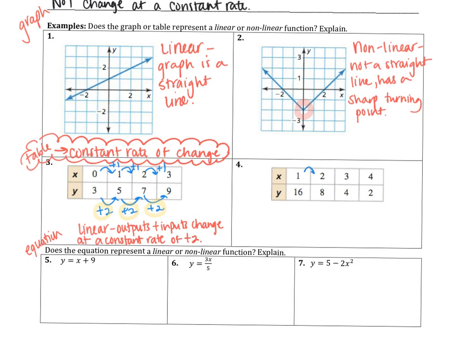I notice that the x values are changing by 1. So for every x value, I'm progressing by 1. And for every y value, I've got to find out the pattern. All right, from 16 to 8, I am subtracting 8. And from 8 to 4, I'm subtracting 4. And from 4 to 2, I'm subtracting 2. Okay, this is not a constant rate of change. This is getting smaller each time, which would not indicate a constant rate.